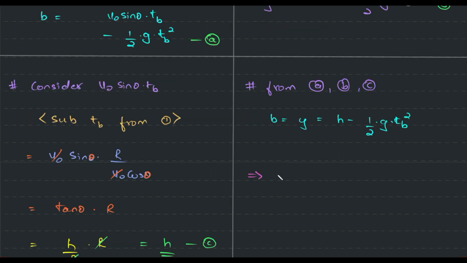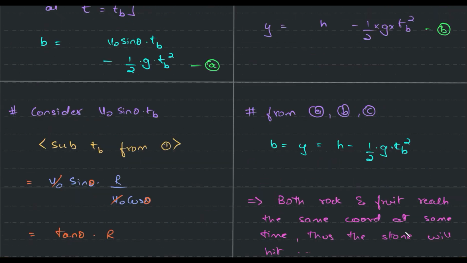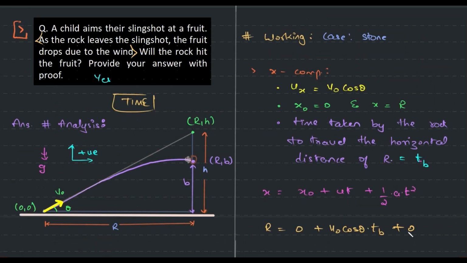This implies both the stone and the fruit reach the same coordinate at the same time. Thus, the stone or the rock will hit the fruit. Yeah, you're not in 6th grade. You guys can conclude. So basically I just did that.